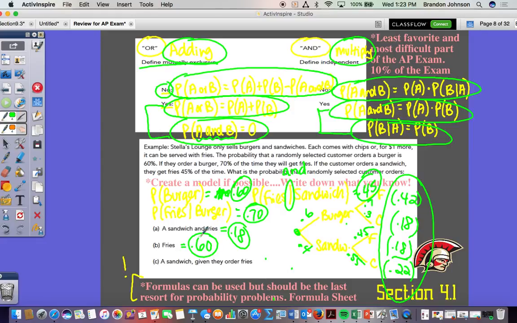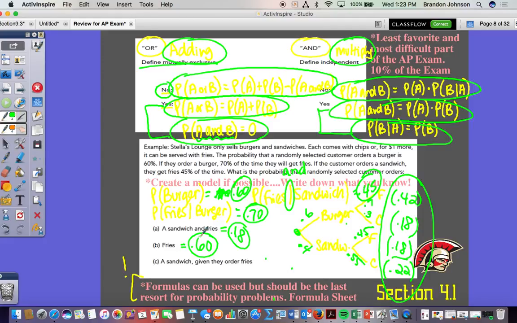Okay, so did you get how I got these over here? If I got a sandwich and fries, that means that a sandwich and fries occurred. That'd be 0.18, right? For just fries, that means I could have burger and fries or sandwich and fries, right? So I take 0.42 and say, okay, it could be 0.42 or 0.18. Does that make sense?